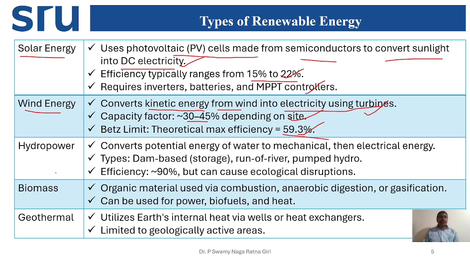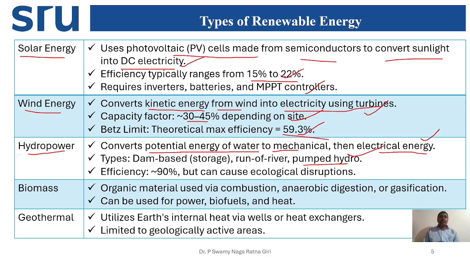So we have to think about that, and hydropower energy. What is this hydropower energy? It takes the potential energy of water, which is converted into mechanical and then electrical energy. This is a huge process and a huge amount of infrastructure is needed. Whenever you construct a dam, there is the possibility of converting the potential energy of water into mechanical and then electrical energy. Types include dam-based storage, run-of-river, and pumped hydro, wherever possible.